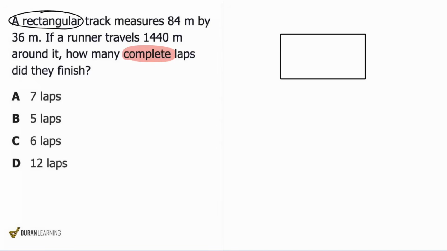This rectangular track measures 84 meters by 36 meters. Allow me to do this. I'll go ahead and say 84 meters over here and 36 meters over there. And then in the next sentence, they say, hey, if a runner travels 1,440 meters around it, how many complete laps did they finish? So again, this runner, let me use blue here. This runner travels 1,440 meters.